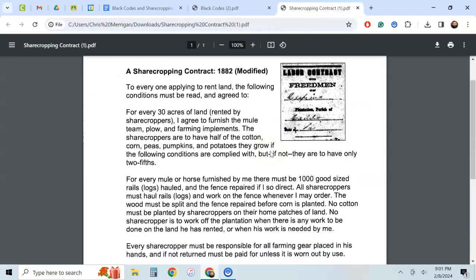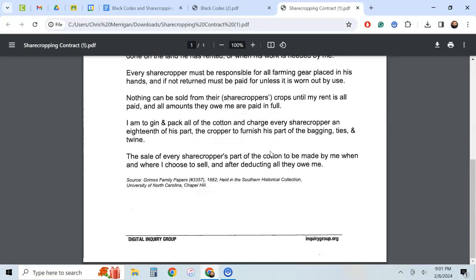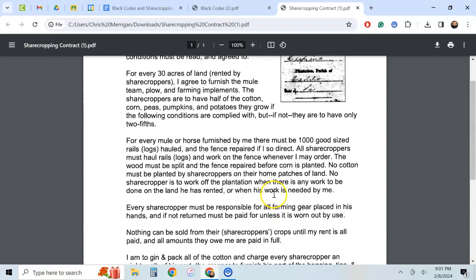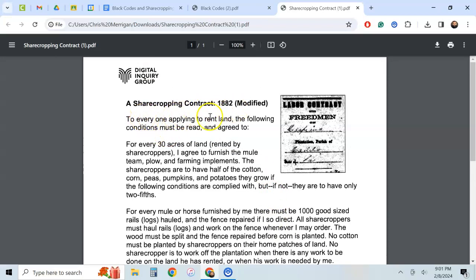Now, the second document that I'm going to have my students look at, and this was something I was interested in for them to get an example of the hardships and the inequality that came out of sharecropping. The source here is from the Grimes Family Papers, number 3357 from 1882, and this was held in the Southern Historical Collection at the University of North Carolina at Chapel Hill. And this is a sharecropping contract from 1882, and of course has been modified. To everyone applying to rent land, the following conditions must be read and agreed to.